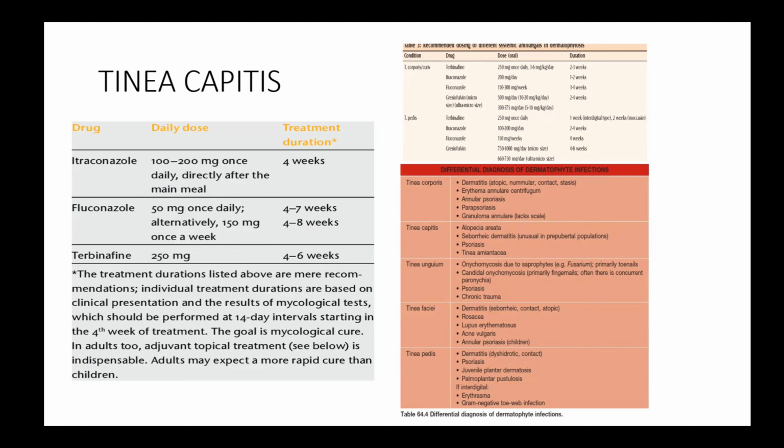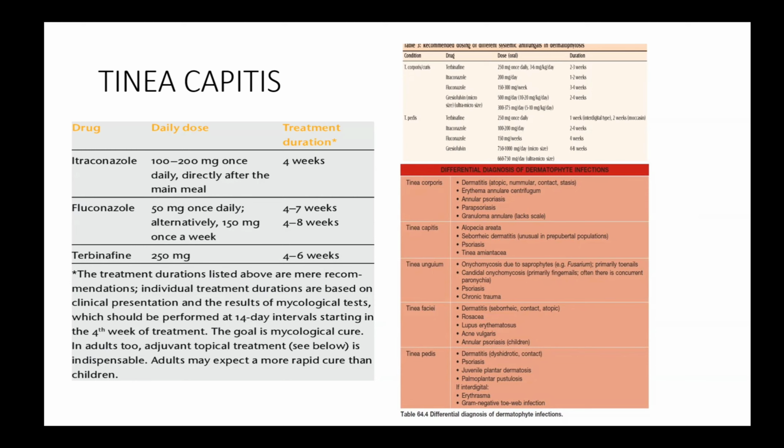What are the differential diagnoses of dermatophyte infections? Various include psoriasis and dermatitis, atopic, nummular, or contact dermatitis, alopecia areata in case of tinea capitis, seborrheic dermatitis and psoriasis, and in tinea faciei, rosacea, lupus, acne vulgaris, and in tinea pedis, contact dermatitis, also erythrasma if it is interdigital.